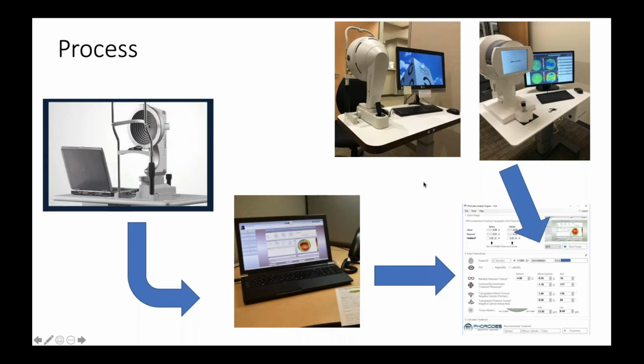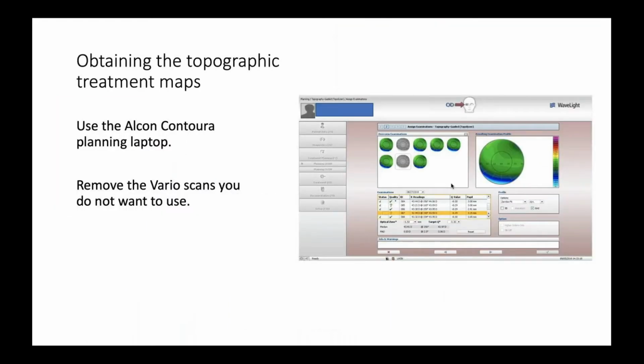Now, in addition, we all, as LASIK and refractive surgeons, need to look at the posterior cornea. We need to rule out things like keratoconus. So most of us have a Scheimpflug device in our offices that can do this, either a Pentacam or a Galilei G4. And we can pull these scans, pull this data directly into the Phorcides software. Once you've obtained the topographic treatment maps, again, the Vario scans, we're going to bring them into the Alcon Contura planning laptop. And you'll begin to remove these scans.